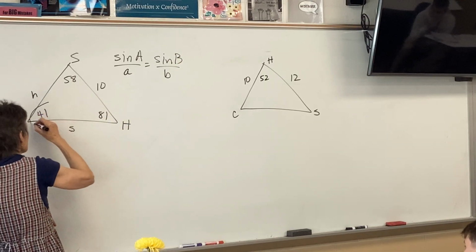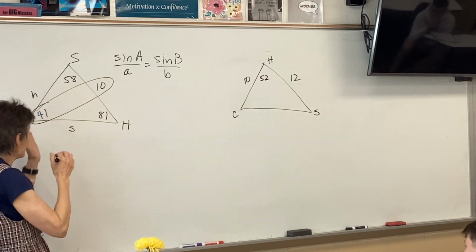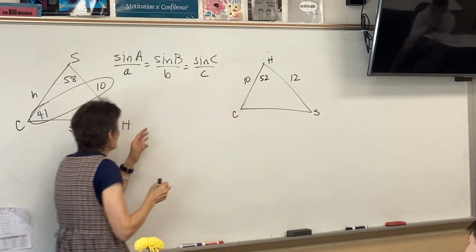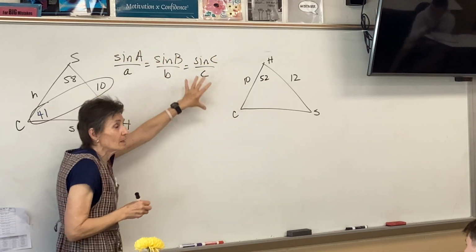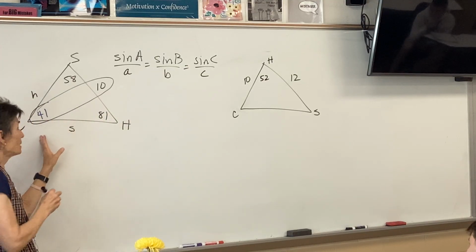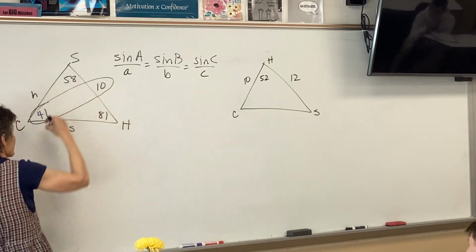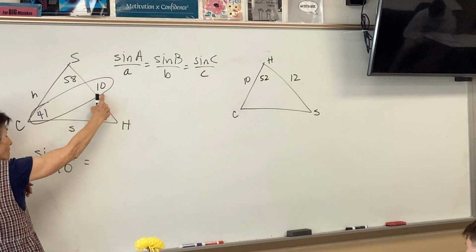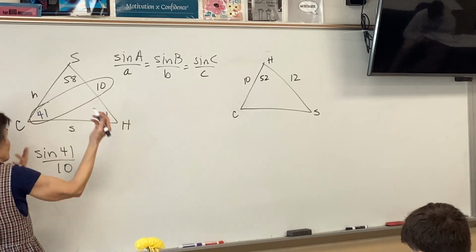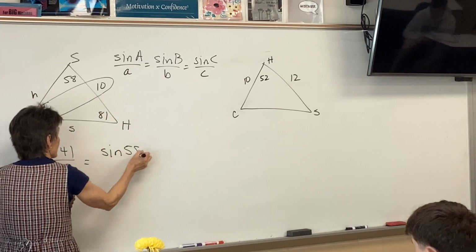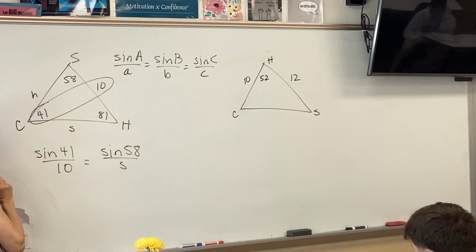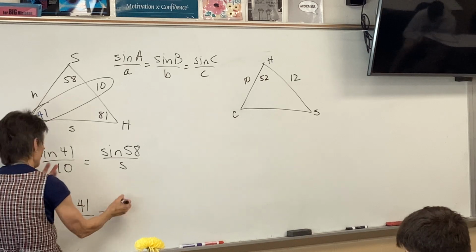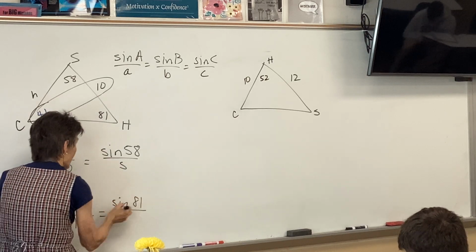And as long as you have, like in this case, we have C and C. As long as you have one of these sets, you're gonna use law of sines. So we do have that right here. We have that set. So we're gonna say sine 41 over 10 equals, pick it, sine 58 over S. And then we could have done, and we'll need to do one way or the other, sine 81 over H.